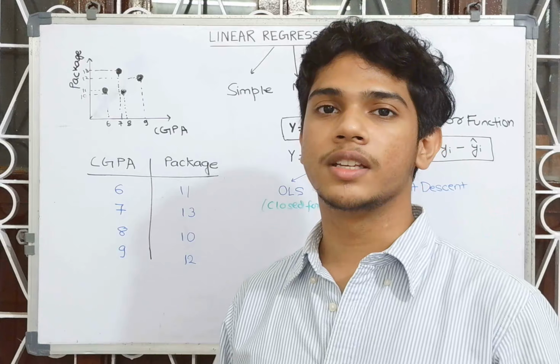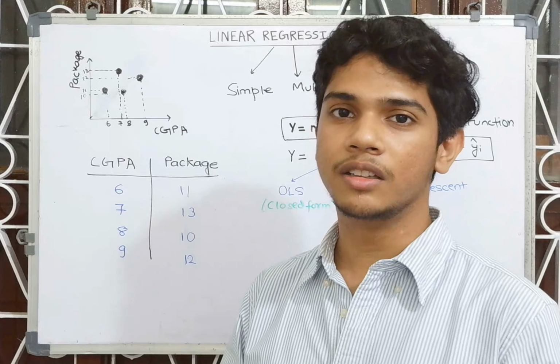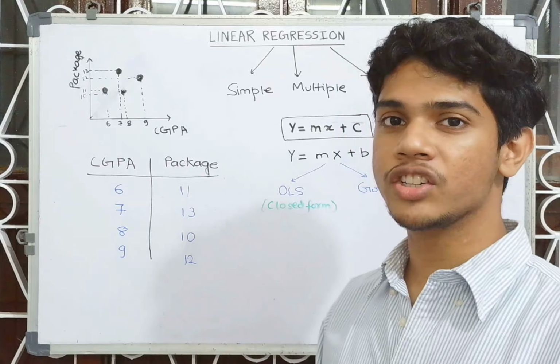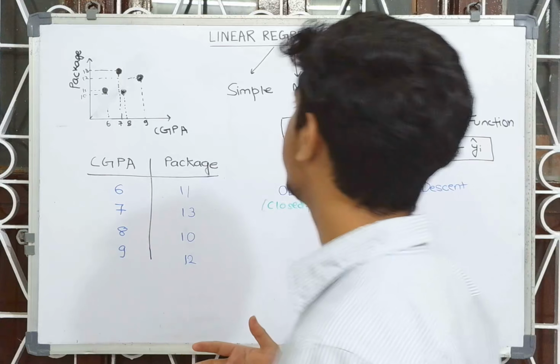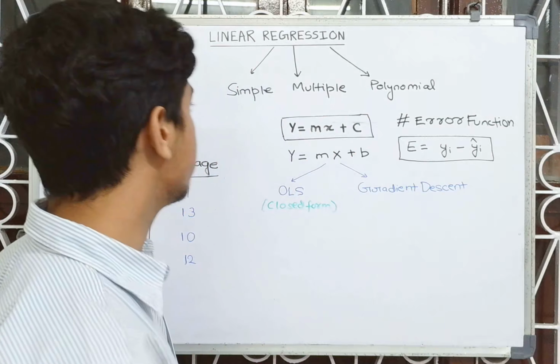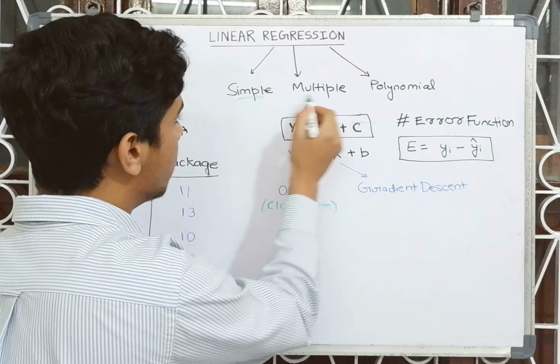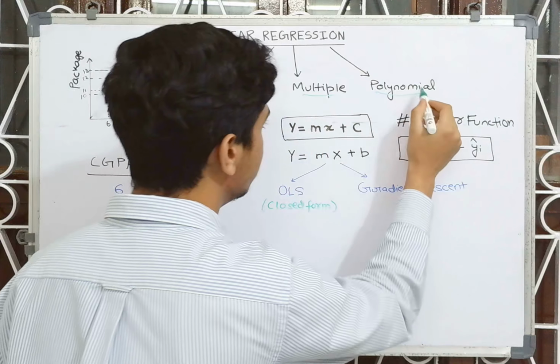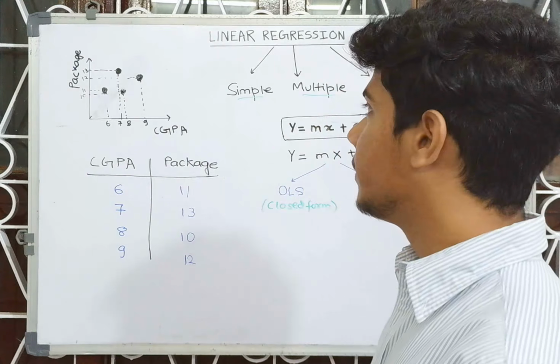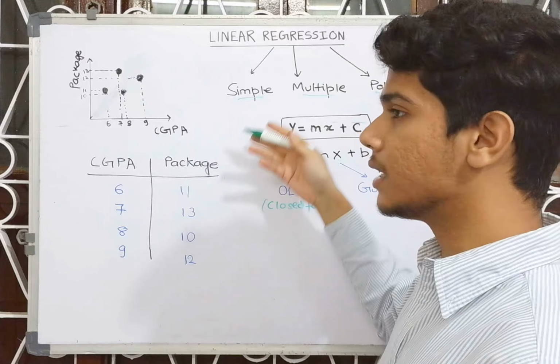Linear regression is, unsurprisingly, the linear relationship between data, and linear regression is of three types. First is simple linear regression, then multiple linear regression, and polynomial linear regression. In this video, we are going to cover simple linear regression.